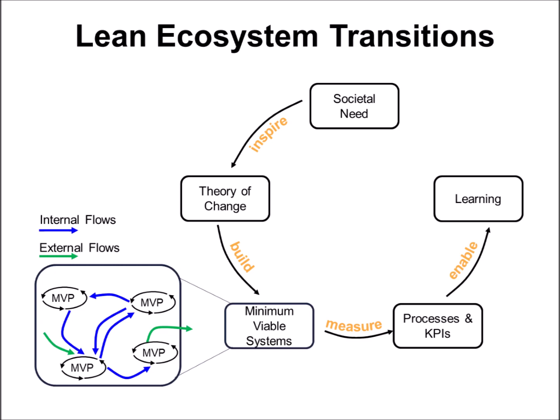Understanding the process and the KPIs leads us to learning, where we can then find out whether we need to adapt our theory of change to make sure that we are actually moving towards the system change that we're looking for, or whether the societal need is actually not correctly understood. So this quick overview gives you the core ideas of how to set up your own minimum viable ecosystem so that you can start to progress your particular change.